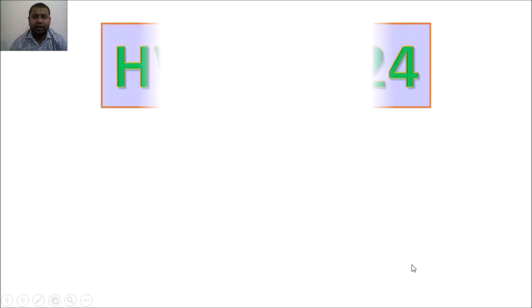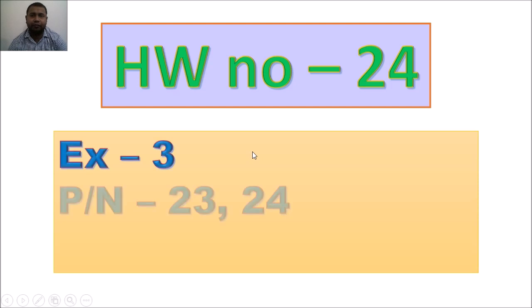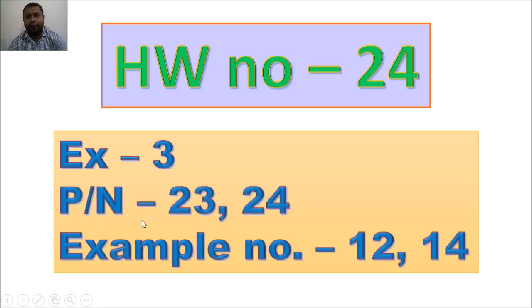So I hope you understand the math, and this is your homework number 24, exercise 3, problem number 23 and 24, example number 12 and 14. So these four maths that we did here today, you have to practice them. These four maths are very important for your JSC examination, and they will be part of your CQ question for 4 marks at least.